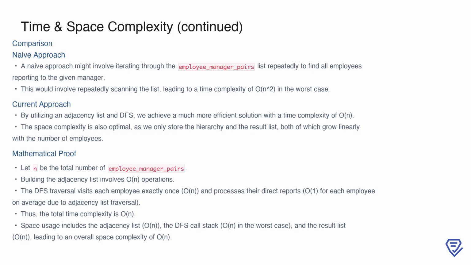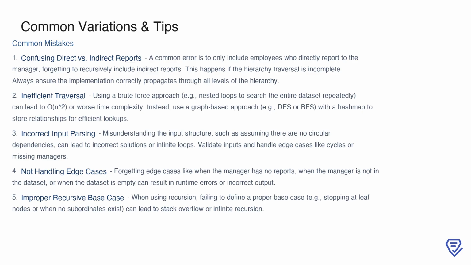The space complexity includes the adjacency list, DFS call stack, and result list, all of which contribute O(n), leading to an overall space complexity of O(n). When solving this problem, there are several common mistakes to watch out for.